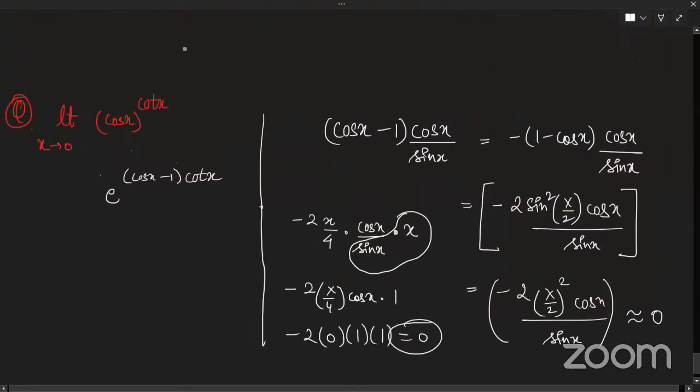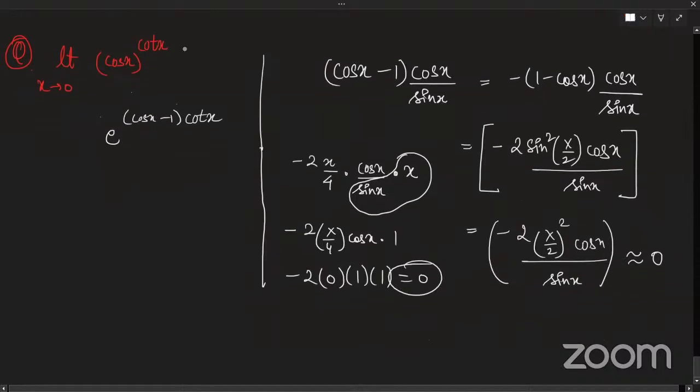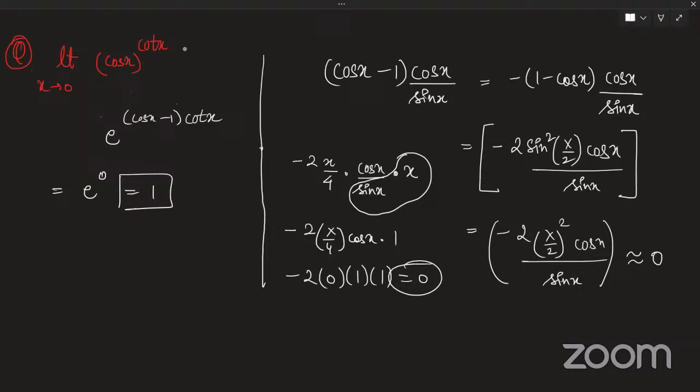So what is my final answer? What is the final value of this limit? It is 1. It is e raised to 0, right? You forgot that e over here. It is 1 because it is e raised to 0.